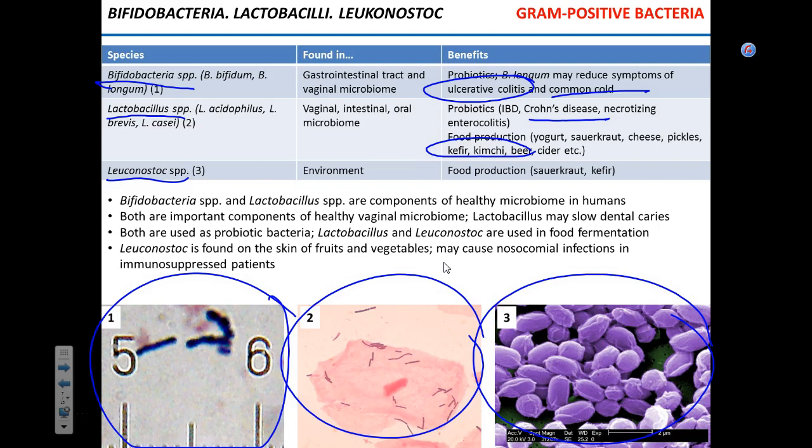Now, Leuconostoc is also used in food production, but the interesting part is that you can actually find cases of nosocomial infection with Leuconostoc. Imagine getting sick from buttermilk. That sounds pretty bad. But that's in people who are severely immunodeficient. Terribly immunodeficient.